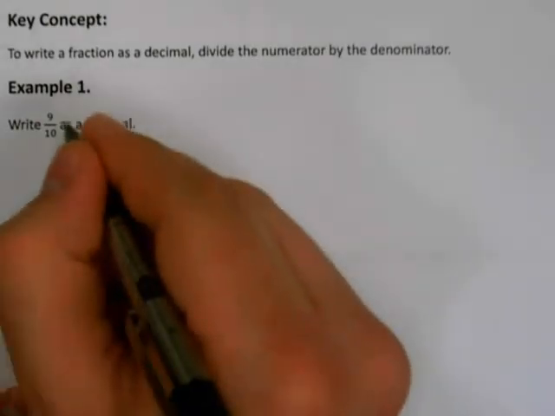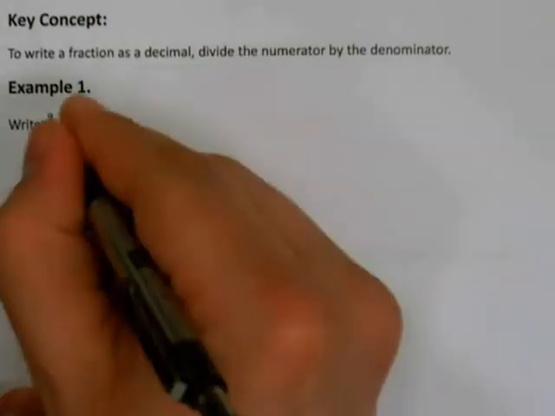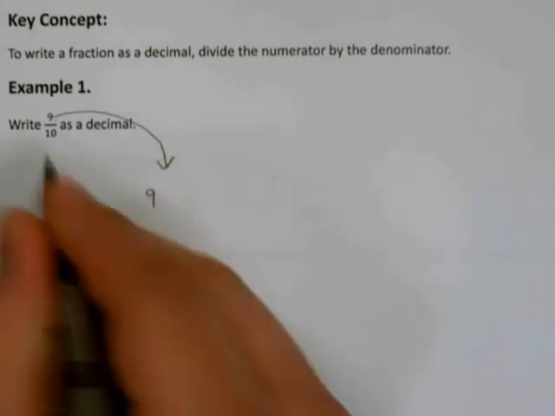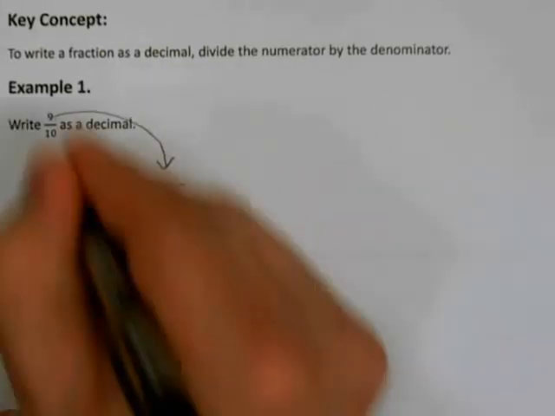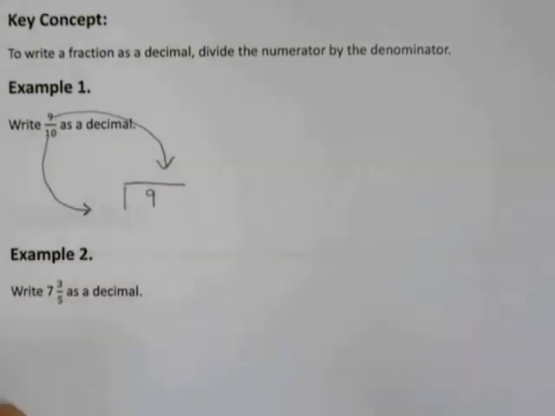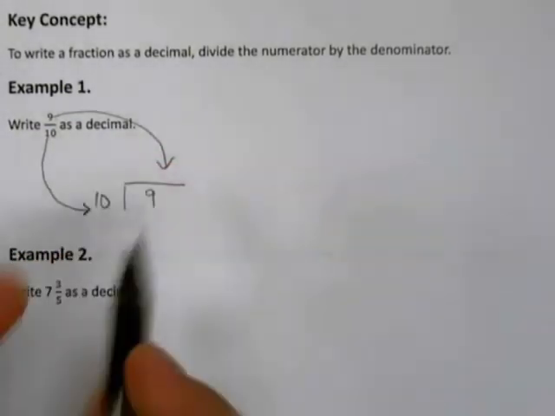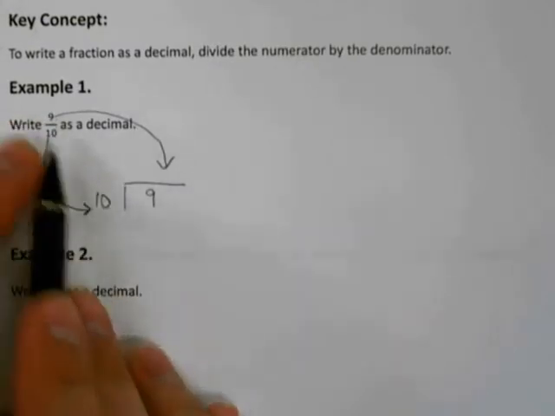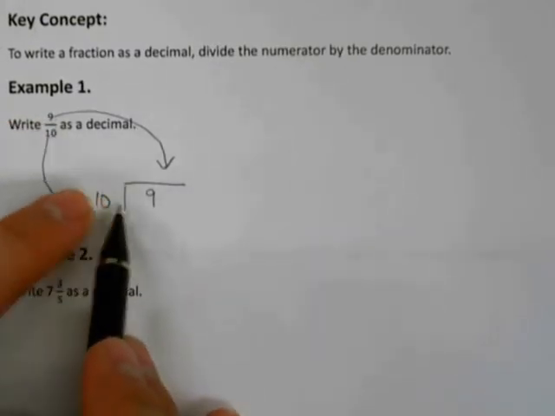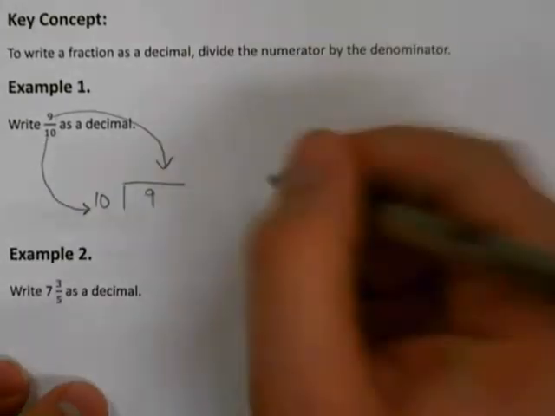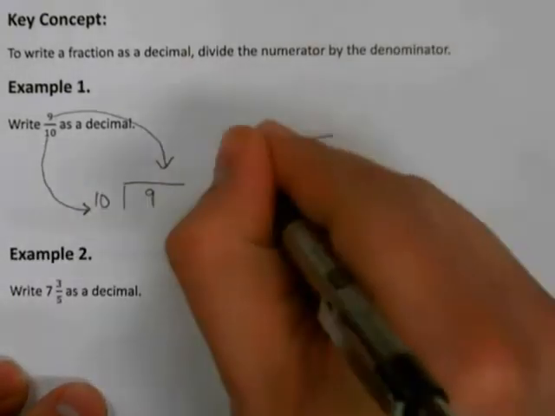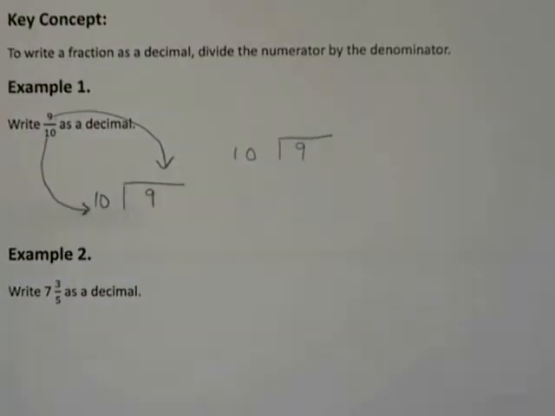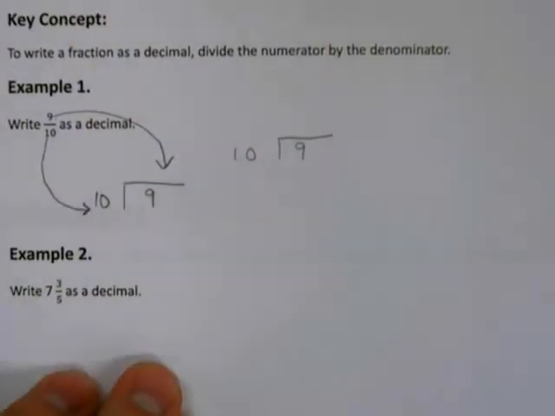Okay, all we have to do is take that 9 and put it inside the division problem. Okay, and we have to take this 10 and put that on the outside. Now this is the very important part. Okay, the numerator goes inside the box, the denominator goes on the outside of the box, and we can read that, if we rewrite this, as 9 divided by 10. Okay, if you switch those around, the 9 and the 10 there, or whatever number you're working with, we're going to get a completely different answer.